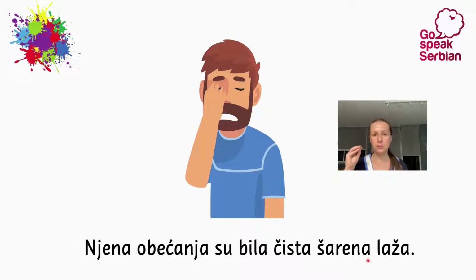You will also hear the term laža nowadays in Serbian in reference to pacifier. So pacifier, there are two ways, two terms for it in Serbian, cucla ili laža. So you can hear some parents referring to pacifier as laža or as cucla. Njena obećanja su bila čista šarena laža. The translation of this expression šarena laža is like a pure farce, something unbelievable, a manipulation, right? So we can say her promises were pure manipulation.